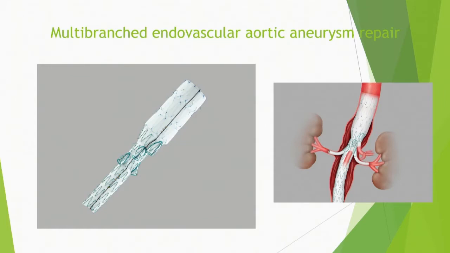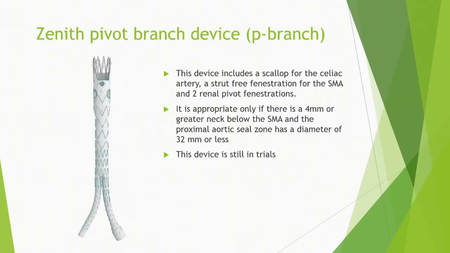This is a picture of the T-branch device, which is a multi-branch endovascular aneurysm repair device, and this can be used to treat thoracoabdominal as well as paravisceral aneurysms, and hence really expands the endovascular treatment options for these patients. However, there is limited availability in the US, and it's only available at limited centers through IDEs.